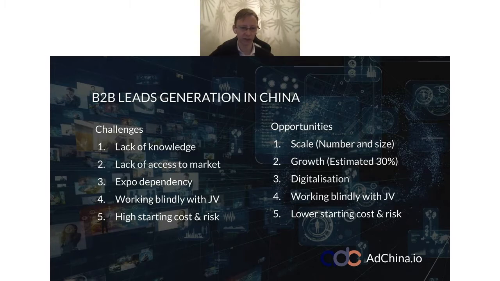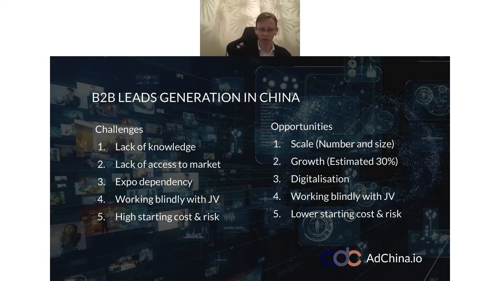Number 4 here, I see I forgot to update the slides, so my apologies for that. But number 5 is supposed to be the 4th point here, which is around lower starting costs and risk.